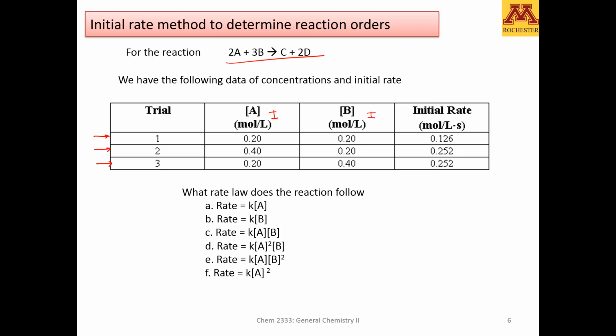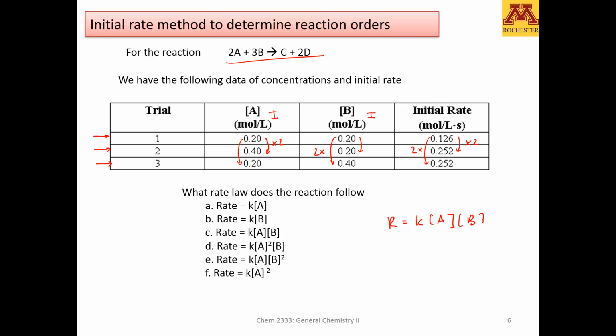So if we compare trial 1 with 2, we have doubled this, keeping B the same. What has happened? The initial rate is multiplied by 2. Therefore, we can say that my rate has a linear dependence on A, because when you double the concentration of A, the rate gets doubled. Now let's see what happens if we double the concentration of B, keeping A constant. Again, when we double the concentration of B, the rate doubles.